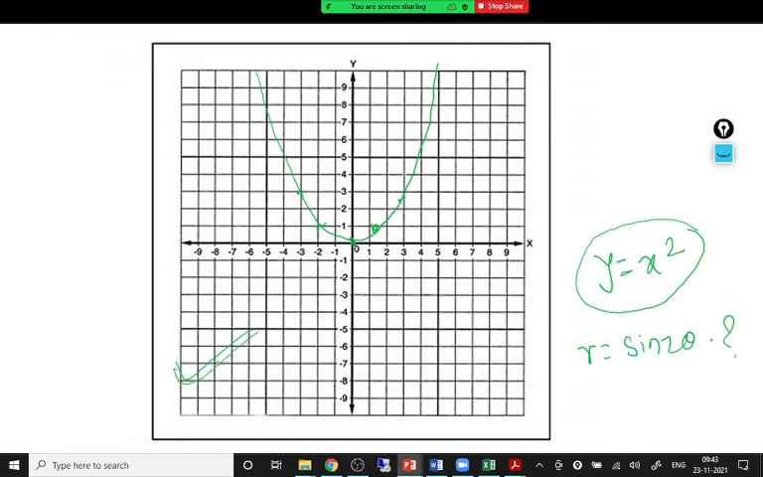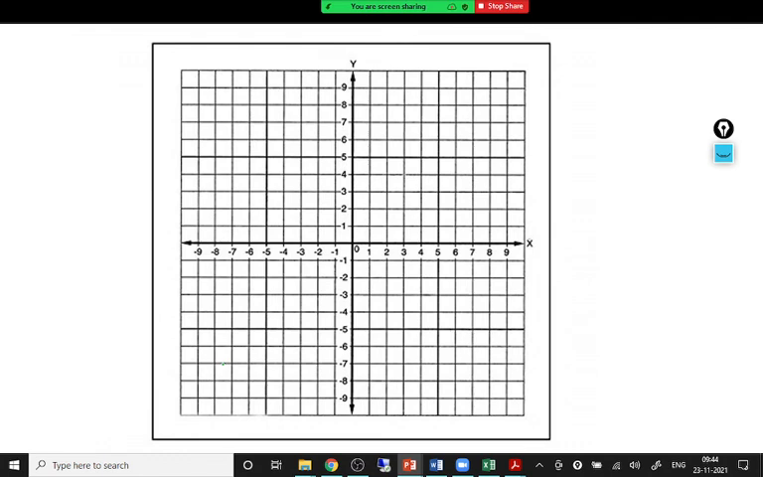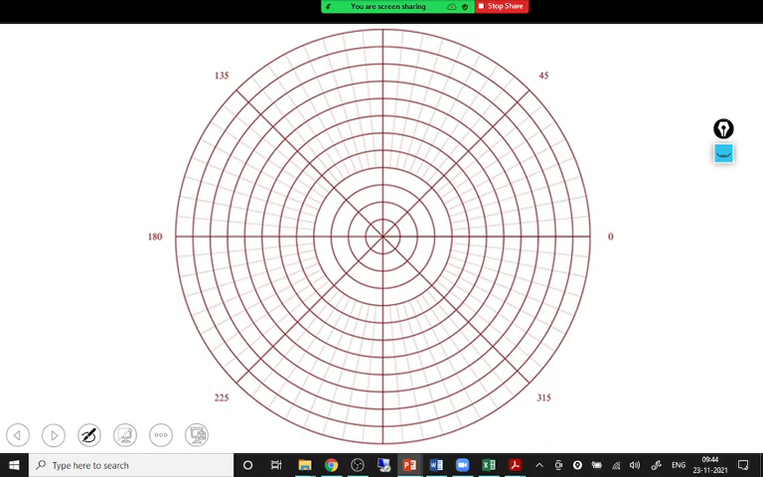This graph paper we are not using for that purpose. We use a polar graph paper. So this is the Cartesian graph paper that we use to plot the Cartesian equation. But to plot polar graphs, we have the polar graph paper like this. Okay, this is the polar graph paper.